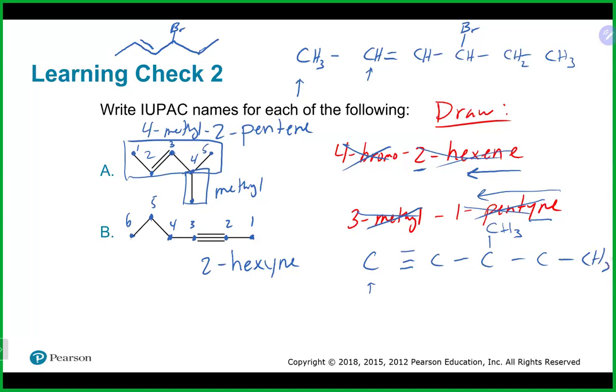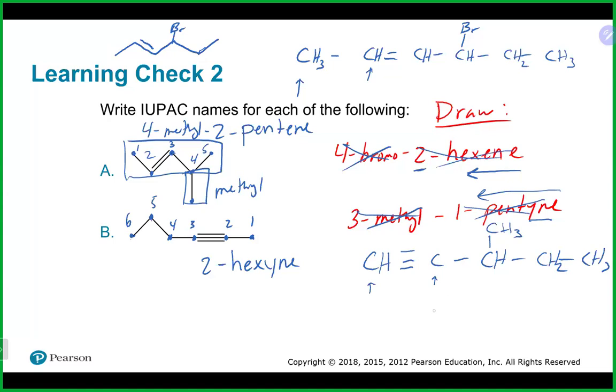So 1 bond needs 3, 2 bonds needs 2 hydrogens, 3 bonds needs 1. This carbon right here has 4 bonds already, no hydrogens on that one, right? Because it's already done. And the guy at the end has 3 bonds, which means he just needs 1 hydrogen to fill it in. And again, that would be our condensed formula.